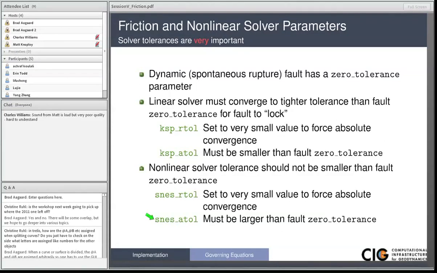And our solver tolerances in general are a function of what we think the resolution of our model is. And so, if we're just doing a very coarse model, then we can bump these up by a couple orders of magnitude. If we have a very tightly constrained solution, or we want to look at very small scale effects, then you're down around 10 to the minus 10, 10 to the minus 12.